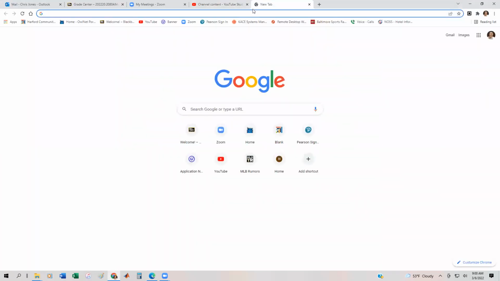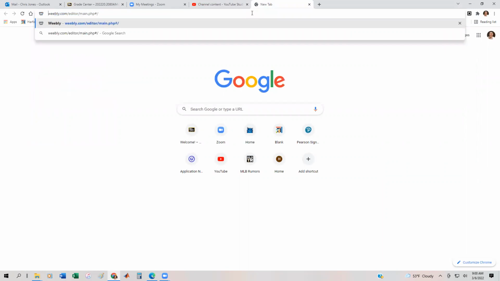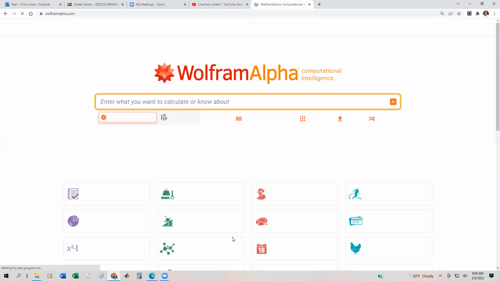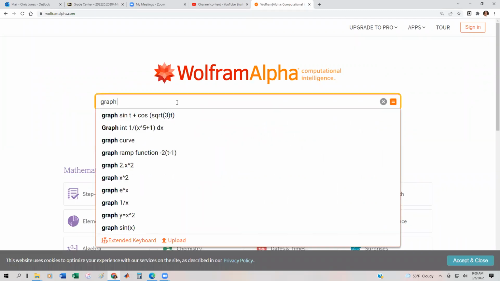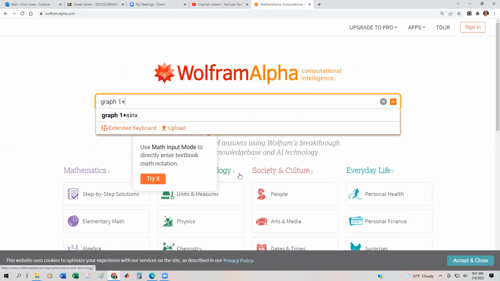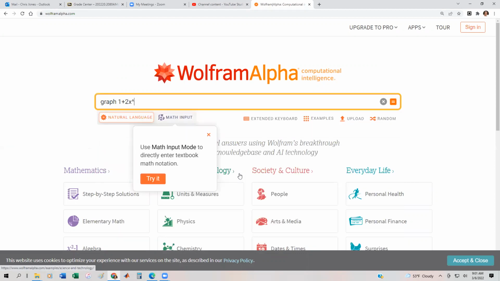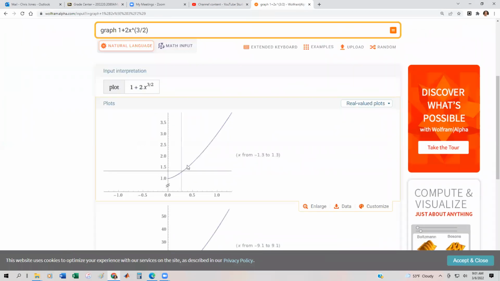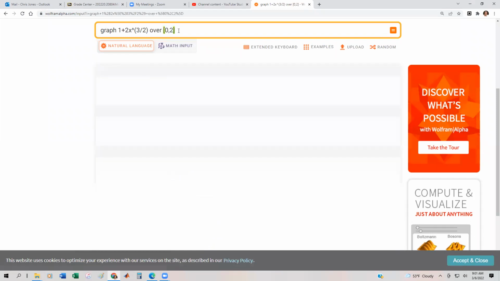All right, so we're going to go ahead and graph. I'm just going to use Wolfram Alpha. I think it was 1 plus 2x to the 3 halves. So 1 plus 2x raised to the quantity 3 over 2. And so this is what we get. And we could, of course, say over 0, 2 to get an even better description.